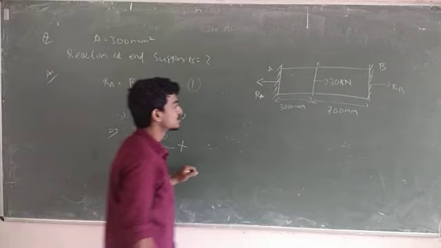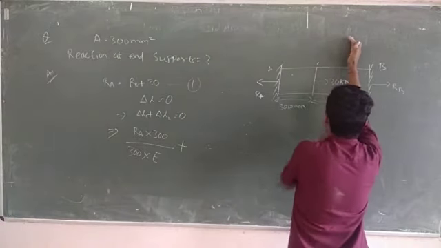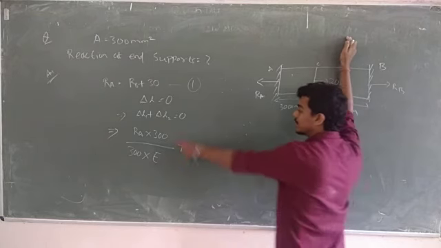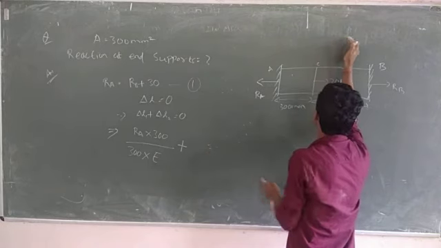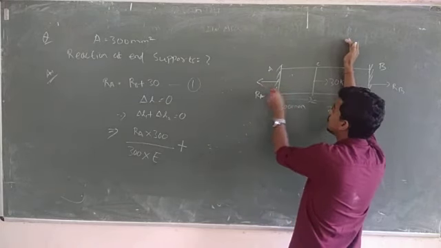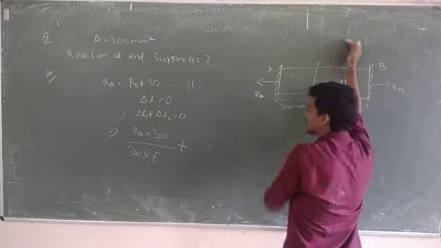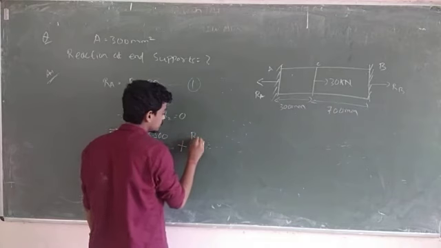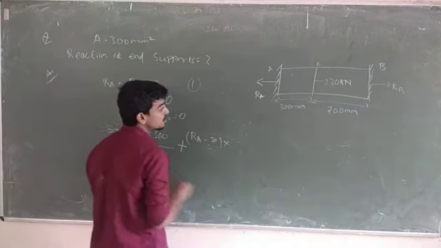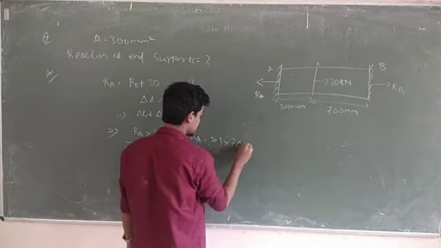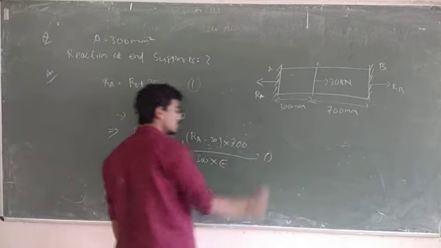Delta L2, same case. Here in this section, either take left or right. Why am I not taking right? Because here it is RA, so I want to write this term also in terms of RA. So it will be in this direction RA, and 30 is in the opposite direction, so minus will be there. So RA minus 30. Now here L2 is 700 mm. Area is 300 mm square into E, equal to 0.